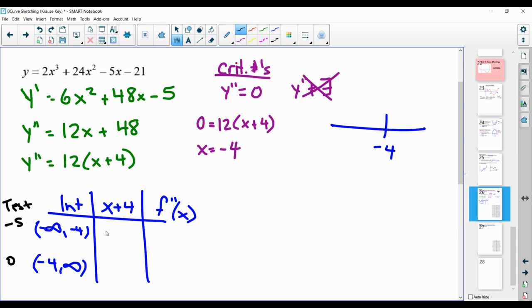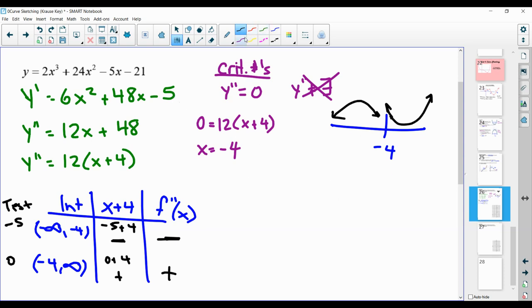Well, -5 plus 4 is a negative number. It's -1. So that means our second derivative is negative. If we plug in 0 there, 0 plus 4 is a positive 4. And so our second derivative is positive. So if our second derivative is negative, that means that section of the graph is concave down. And in the second section, our graph is concave up. And so we know that there's a change in concavity at -4.